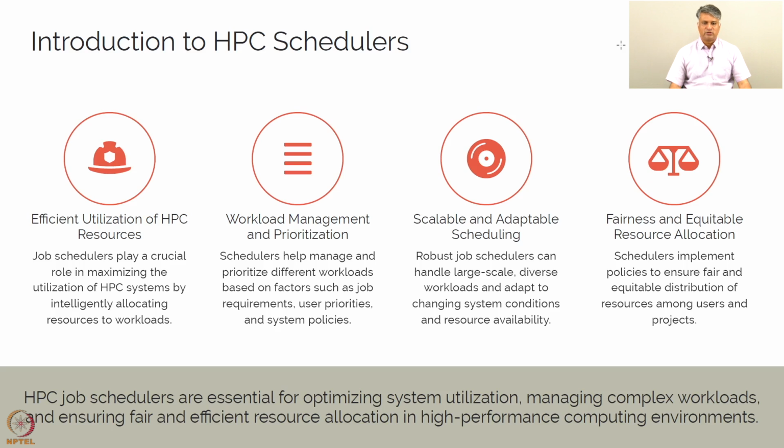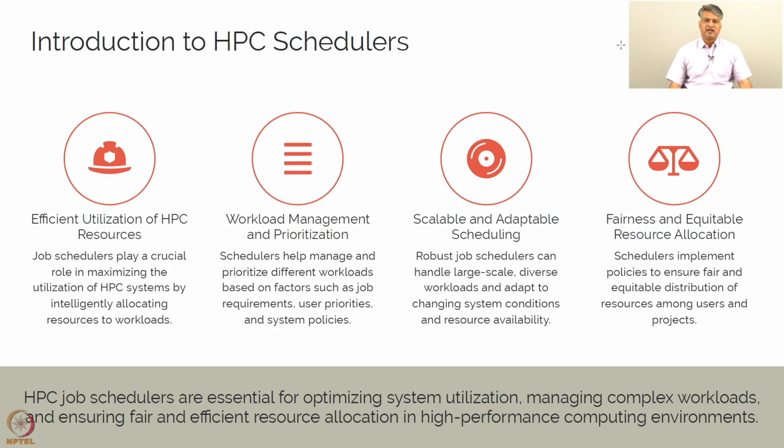You need the schedulers to help manage and prioritize different workloads based on factors such as job requirements. For example, some users' job might require 1,000 processors, the other users' job might require maybe 100 processors, some users' job might require 100 processors for 48 hours, whereas another user might require 10,000 processors maybe only for 2 hours. So when we look at the job requirements such as number of cores, user priorities and system policies, we need to have a sort of workload management.